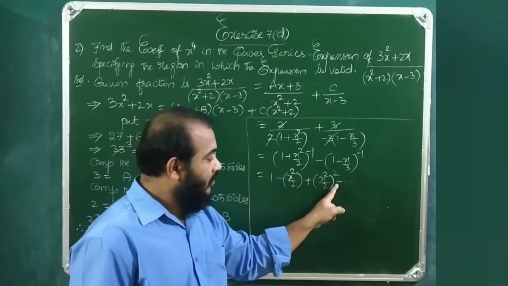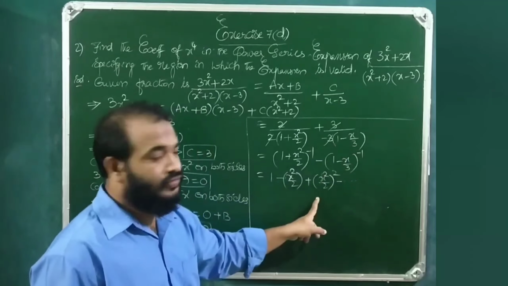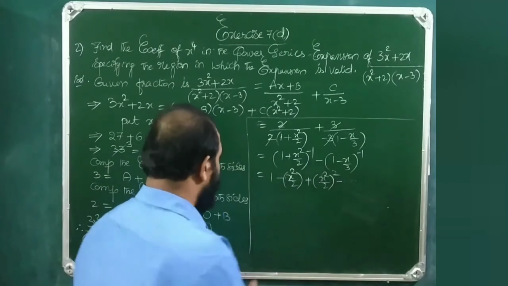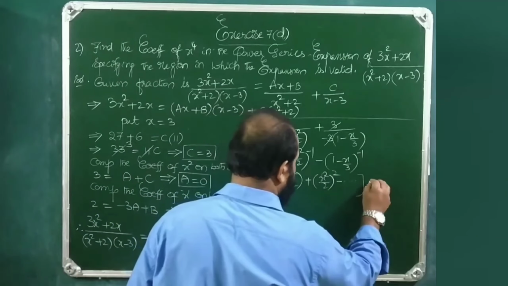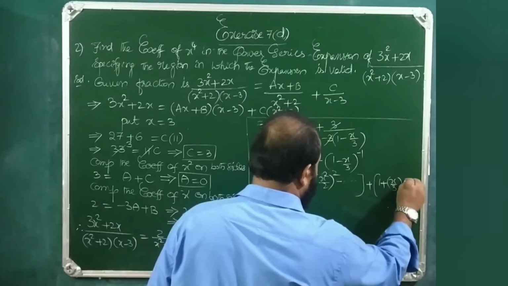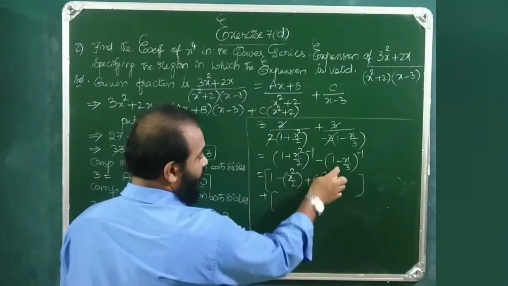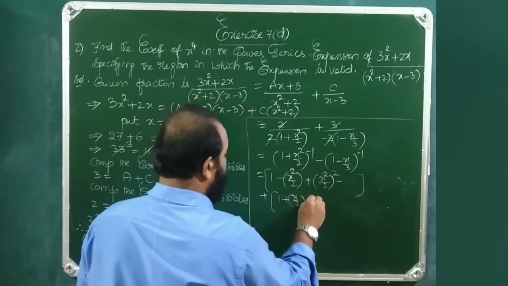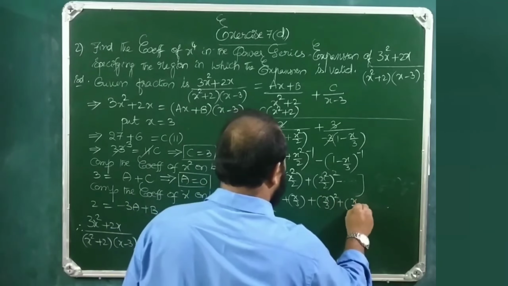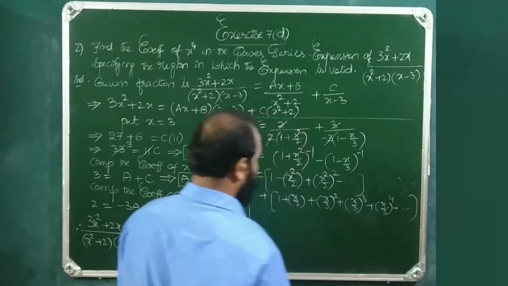So under this we will be getting the highest powers of x. So we want the x power 4 coefficient. Therefore we have stopped from here. Plus, this is 1 plus x by 3 plus x by 3 whole square plus x by 3 whole cube plus x by 3 whole power 4 plus etc.